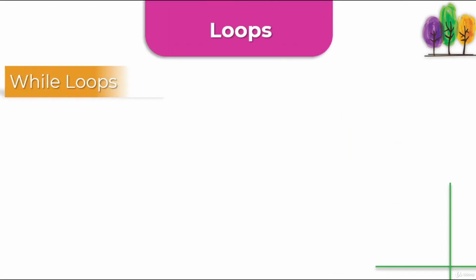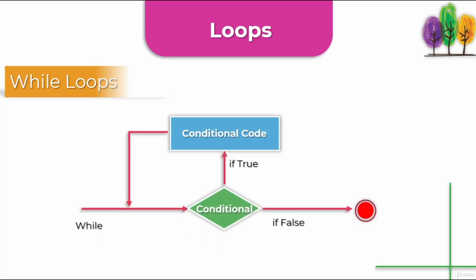So a while loop statement in Python programming basically repeatedly executes a target statement as long as a given condition is true. So when the condition becomes false, the program control passes to the line immediately following the loop.